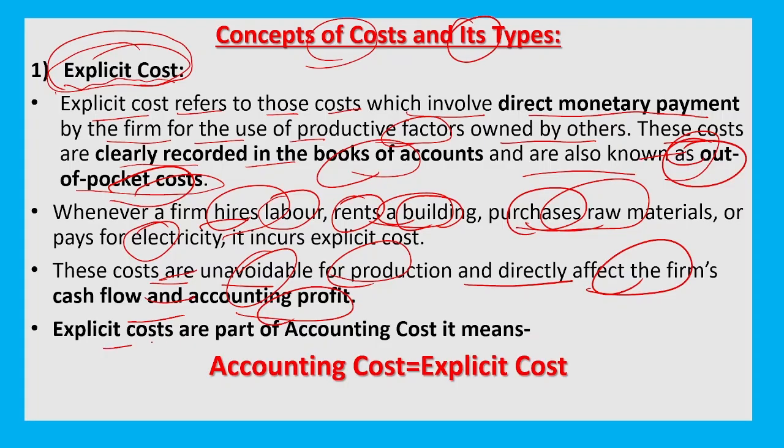Understood? Explicit costs are a part of accounting costs, which means accounting cost is equal to explicit cost. Why is it written accounting cost? The only reason behind this term is that all these transactions you are going to mention in the books of accounts that are maintained by you. Okay? So that is why such types of costs are called accounting cost, and its other name is explicit cost. I hope it is understood by you so we can move further.